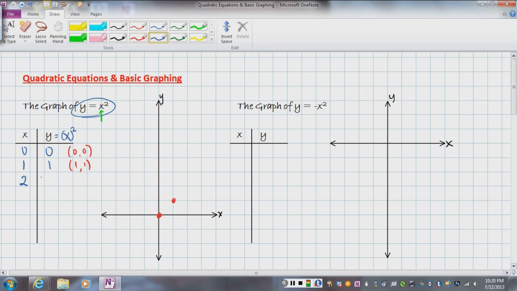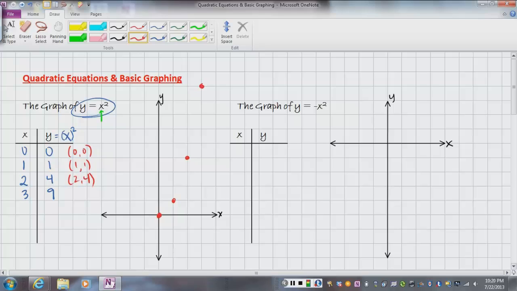X equals 2, I square that to find that y equals 4. That gives me the point (2, 4) on my coordinate plane. I'm going to go through the rest of these a little bit quicker. When x is 3, y is 9. 5, 6, 7, 8, and that gives me that point right there.